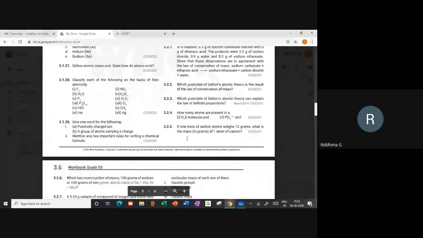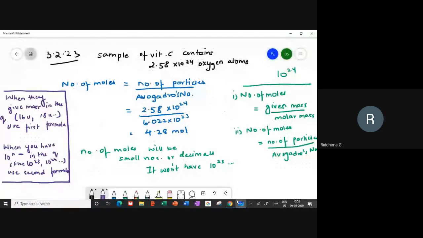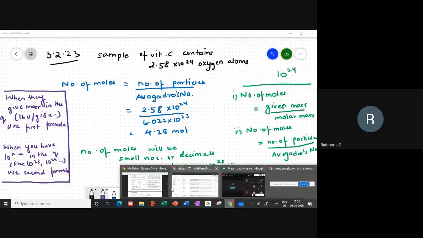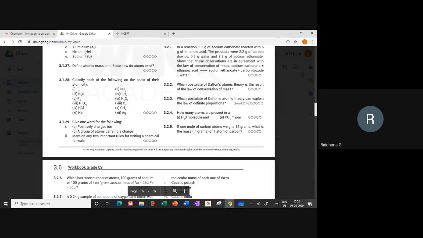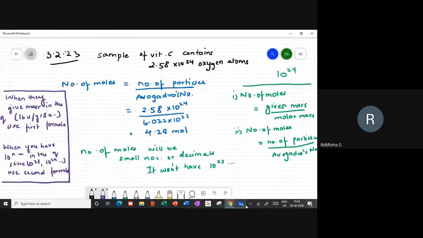Okay, so in 3.2.5, it says 1 mole of carbon atoms weighs 12 grams. So it's given in grams, right? Whether it's in U or in grams, use the first one. So it says it weighs 12 grams. What is the mass of one atom of carbon? So how will you do this? I'll show it to you.